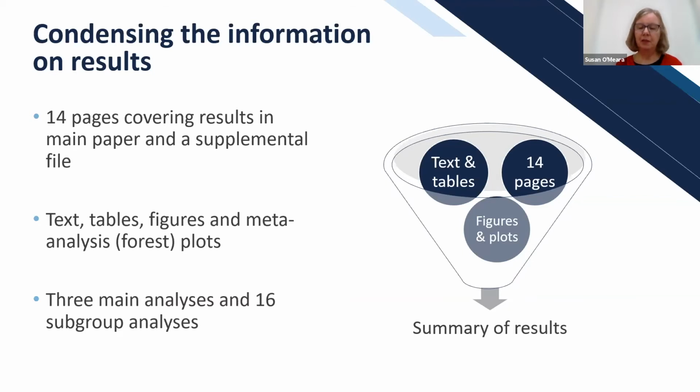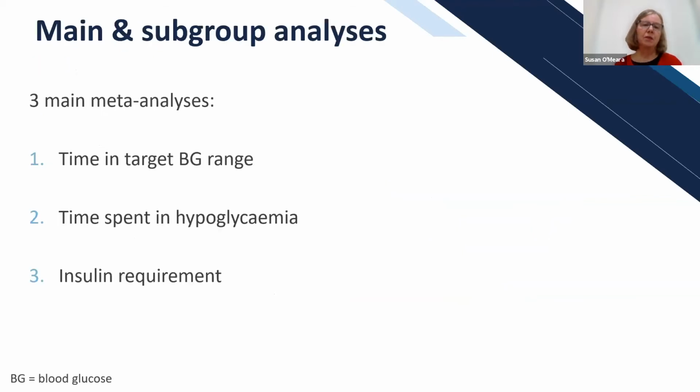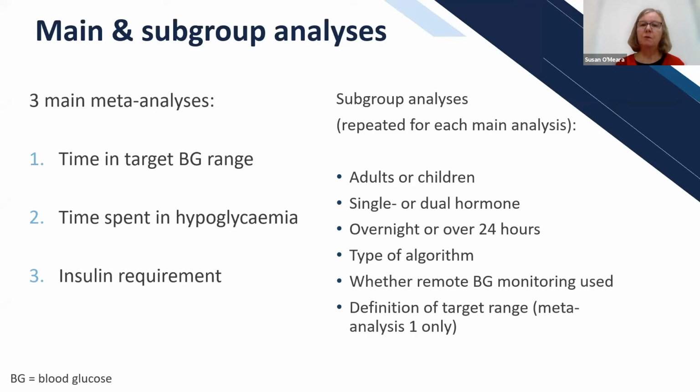So I've mentioned there's a number of analyses, so I'm going to say a little bit more about those. There were 3 main meta-analyses. One was the time in target blood glucose range, which was the primary outcome for the review. And then there was time spent in hypoglycemia, and then insulin requirement. Now, for each of those main meta-analyses, there was also a series of subgroup analyses.